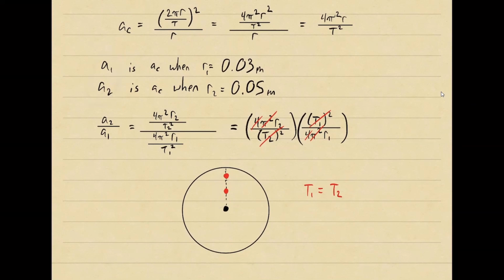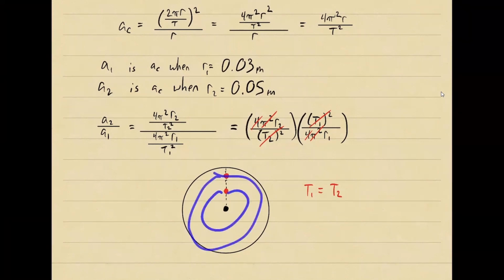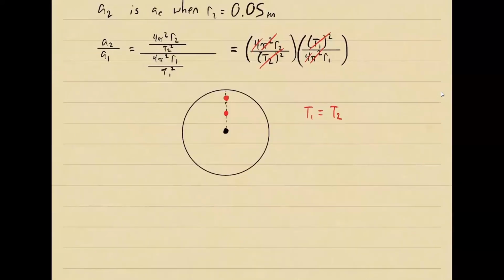But since they're both part of the same rotating object, they're both going to cross the finish line at the same time, so to speak. So it's going to take the same amount of time for them to rotate back to their starting position, which is why T1 is going to be equal to T2. So this just leaves us with A2 divided by A1 equal to R2 divided by R1.